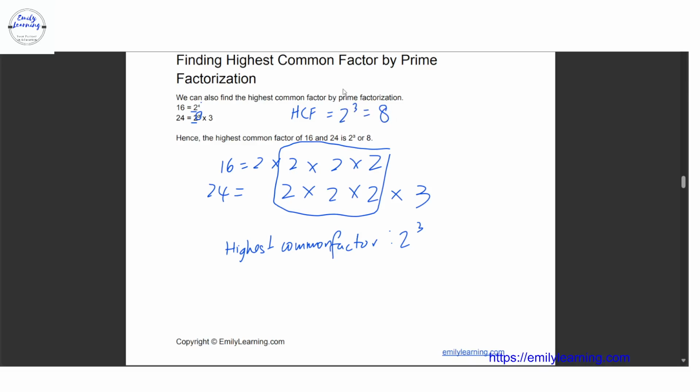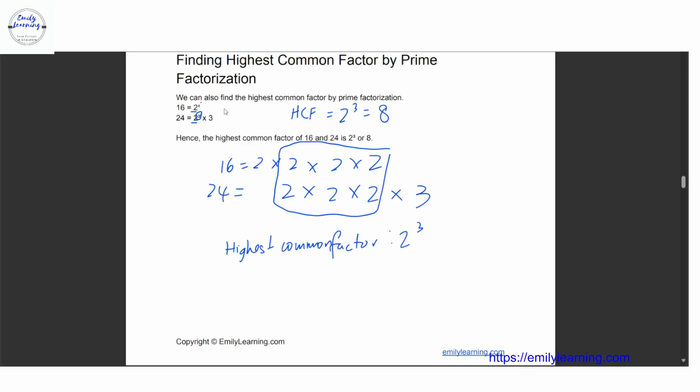For common factors, you always take the smaller one. First, it must be common to both of them. Next, you must take the base with the smaller power.